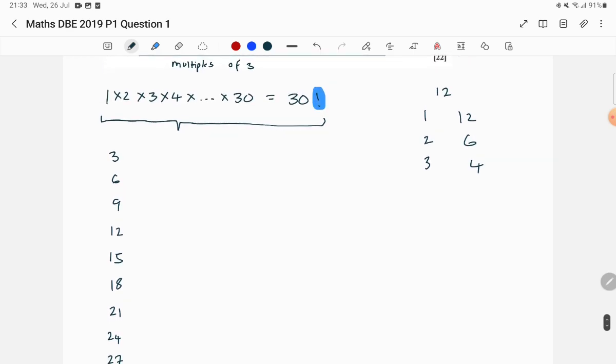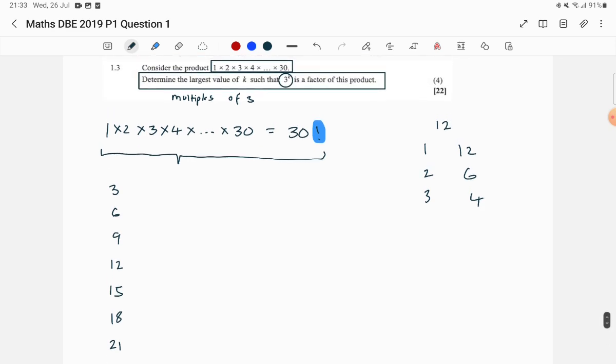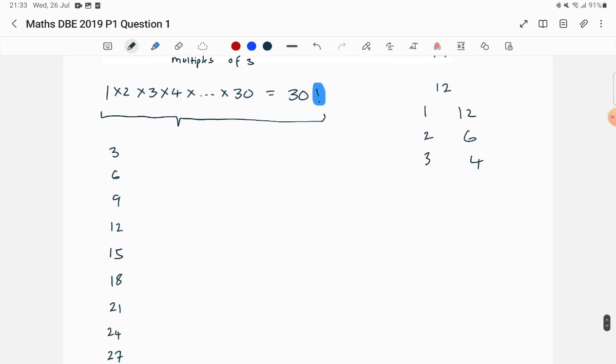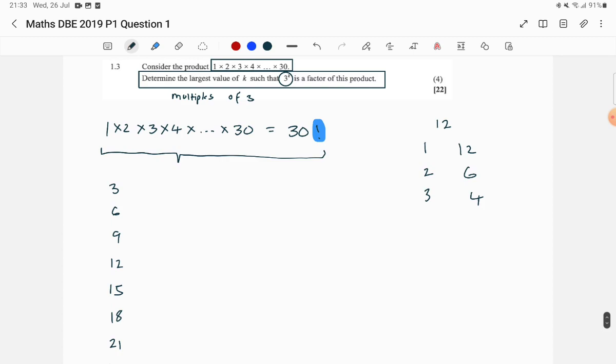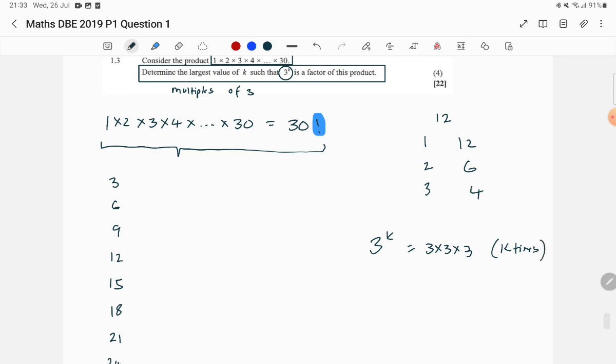We exclude all the values that are not multiples of 3, because they said 3 to the power k. If they said 4 to the power k, you'd look at all the multiples of 4. So we're trying to figure out the value of k, and 3 to the power k just means 3 times 3 times 3, k times, whatever k is, that we're going to figure out now.